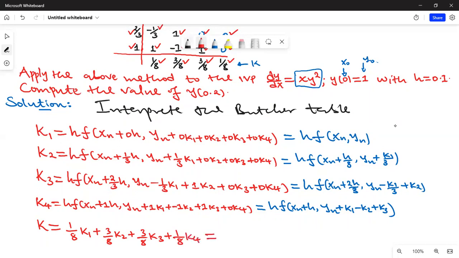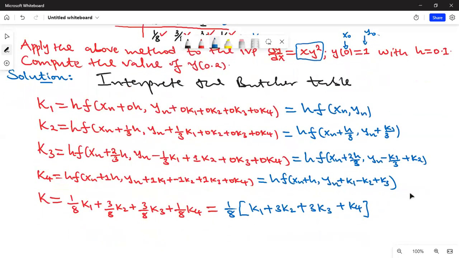If I simplify this, I can see 1 over 8 is common, so I factor out 1 over 8 into k1 plus 3k2 plus 3k3 plus k4. So that's the interpretation of the Butcher table. As I said previously, the Butcher table will always give you the coefficients of h, k1 all the way up to k4 in our definitions of k1, k2, k3, k4, and k, as you can see.